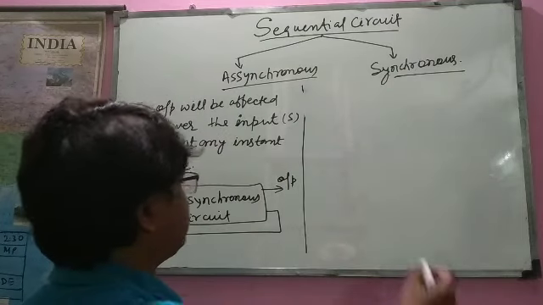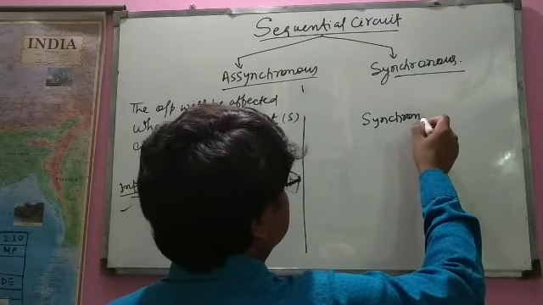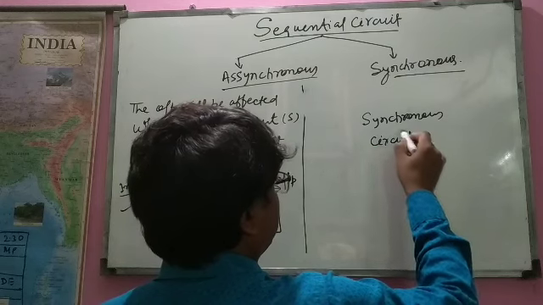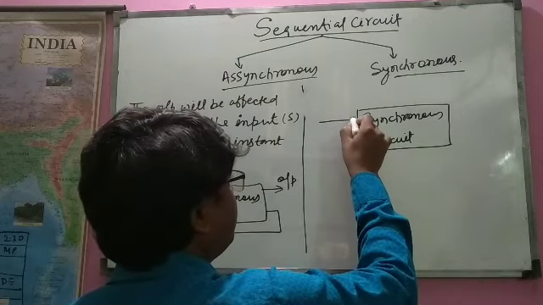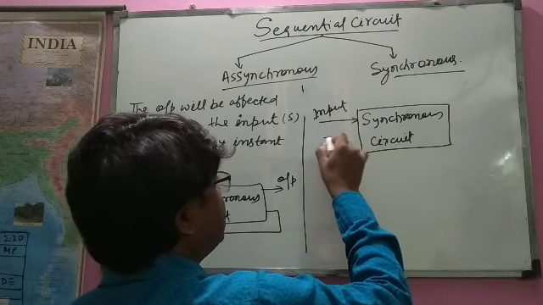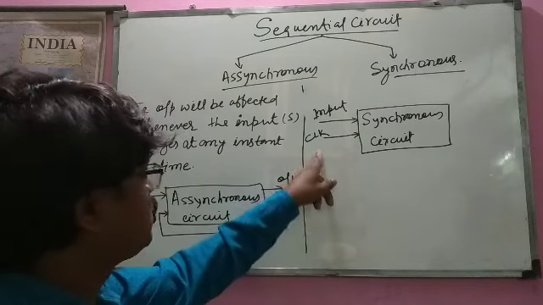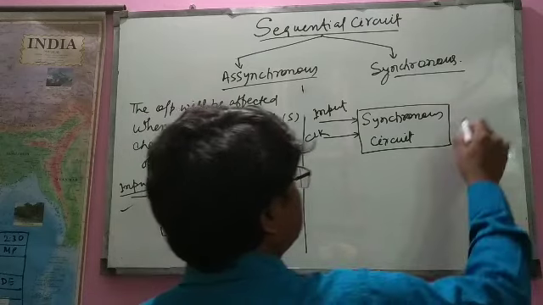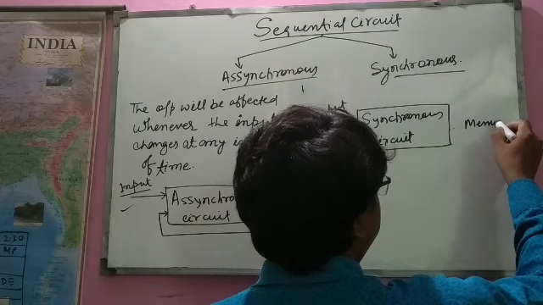Okay, so let us suppose this is a synchronous circuit. As you know, in a sequential circuit there is input. So the input is here also, and there is a clock. This is a different thing. This clock is not present in the asynchronous circuit. And here, let us suppose this is memory.